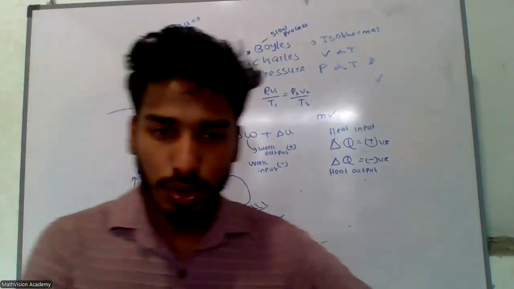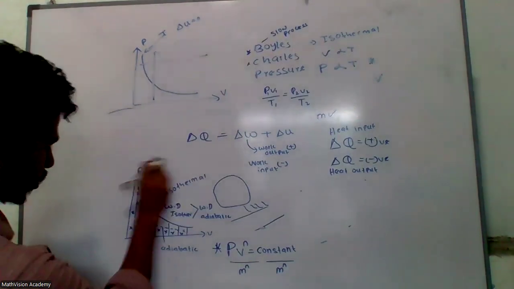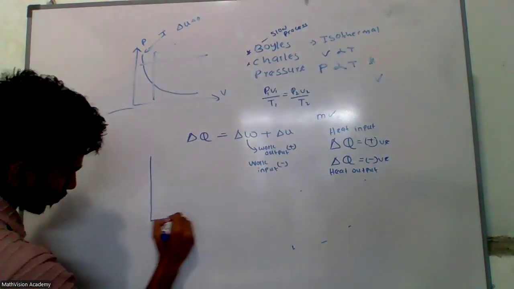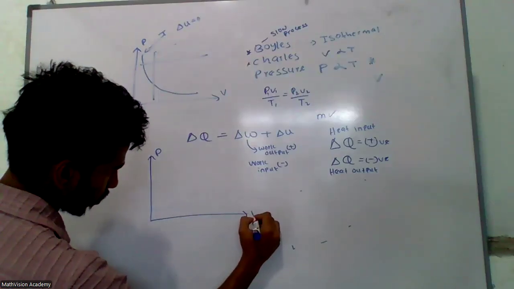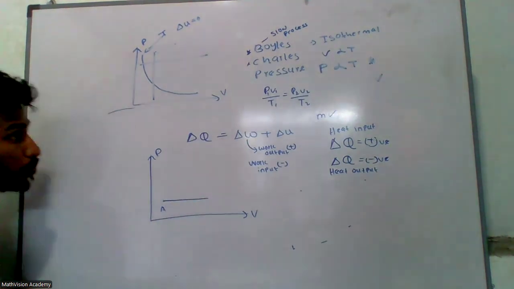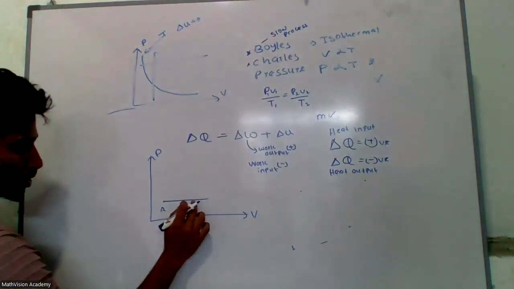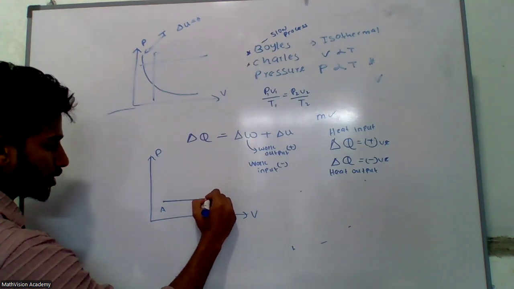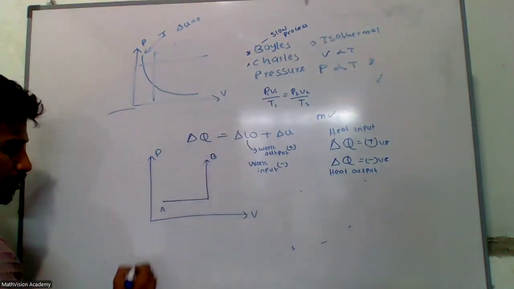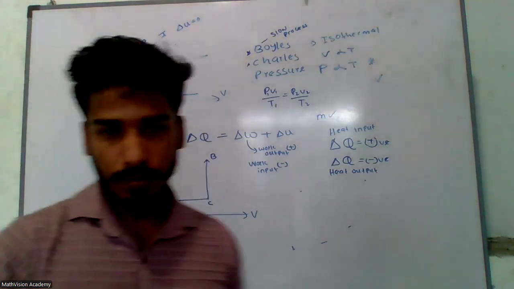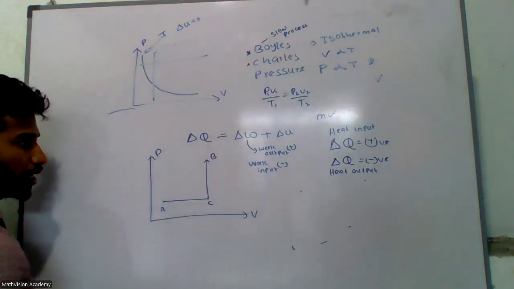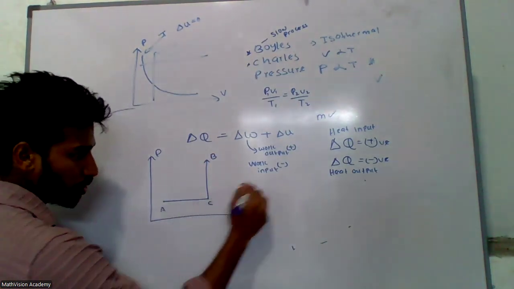I'll give you some ideas on how to solve these questions. Now let's say I draw a PV graph, and there's a point A. It has a constant volume process and a constant pressure process, where the pressure is increasing, and it reaches this point B. So from A to C to B. If they ask for the heat change between A and B, you can write this equation from A to C.